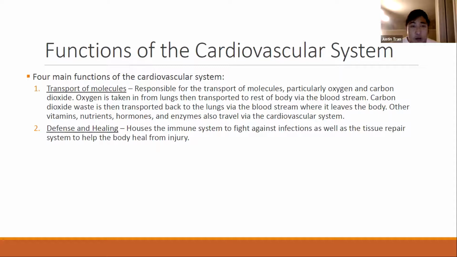Another important function of the cardiovascular system lies in defense and healing, right? And so your immune system lives in your cardiovascular system. And so anytime you have an infection or anytime you have a wound, or maybe you scraped yourself or cut yourself, right? Then your cardiovascular system is going to be the one that's going to either fight the infection or heal or patch up the wound. Okay. And the primary organisms that do this are your white blood cells and your platelets. And so we'll talk about that more later on in the class.